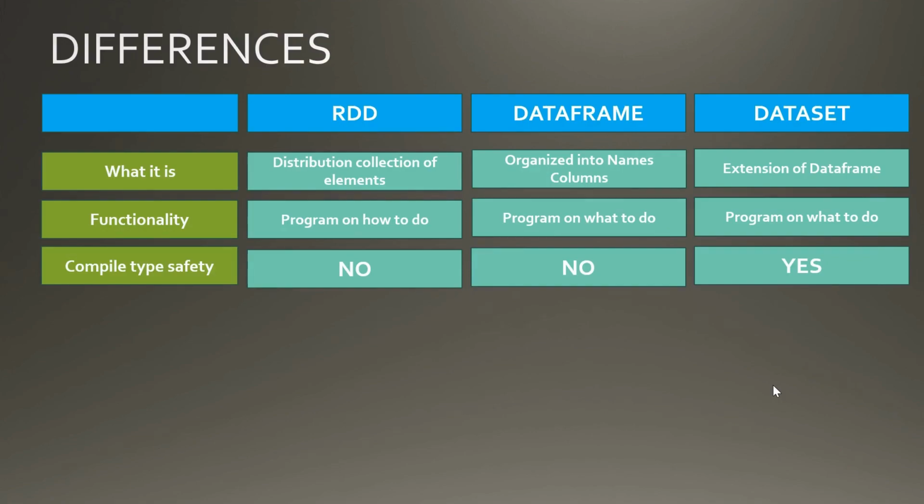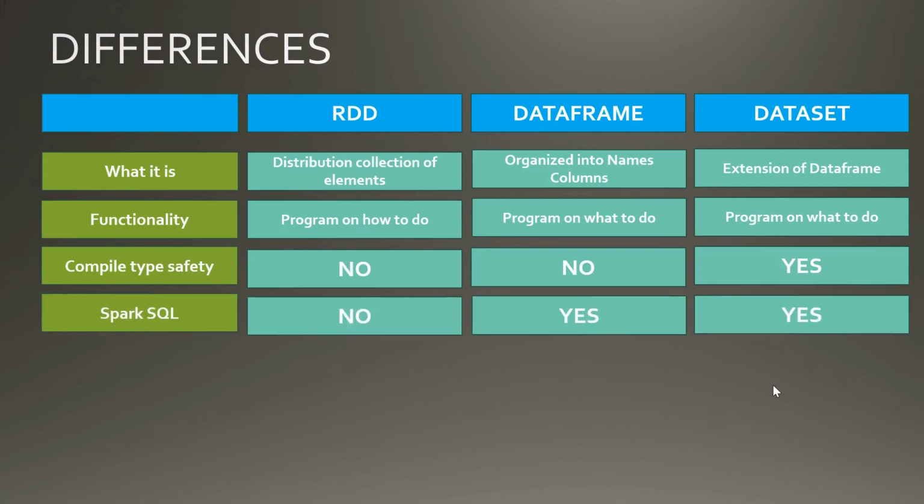But in case of data frame, unless you run the code, at compile time, it doesn't give you any error. You have to run the code and check for the analysis exception on top of that data frame, whether the column is present or not. So it is very much different. In data frame, you will not get any compile time safety, but in dataset, you will get the compile time safety.